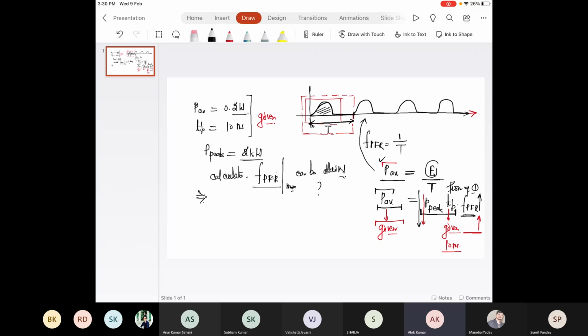Sir, 10,000 hertz. Okay. All of you, please solve it. Yes, sir, 10,000 hertz. What about the rest of you? How much are the others getting? Same, sir, 10 kilohertz.